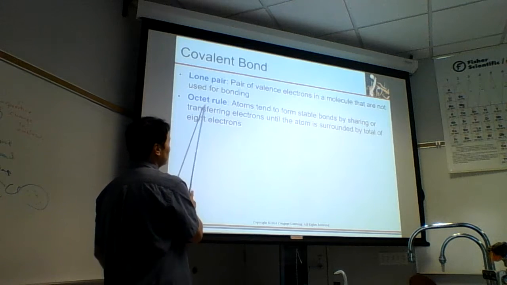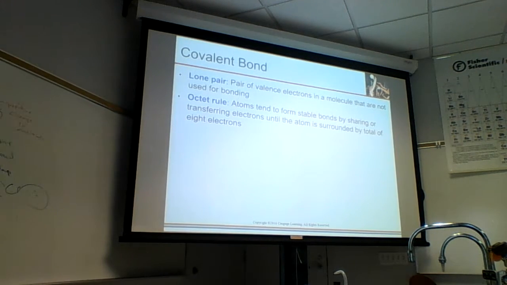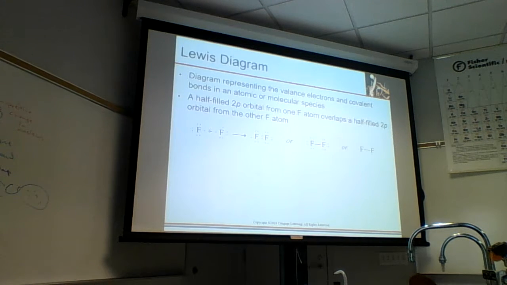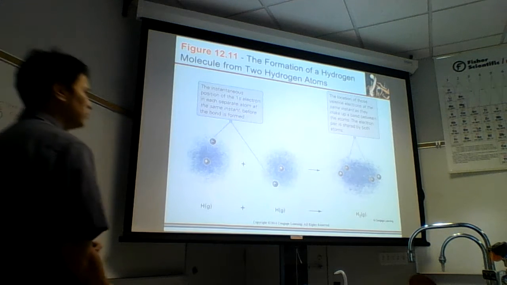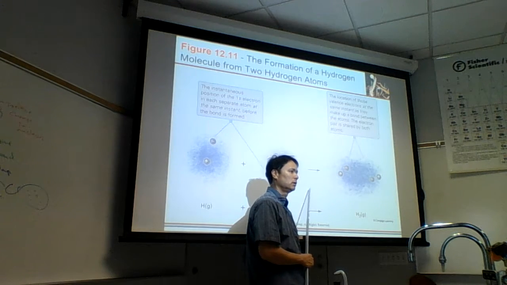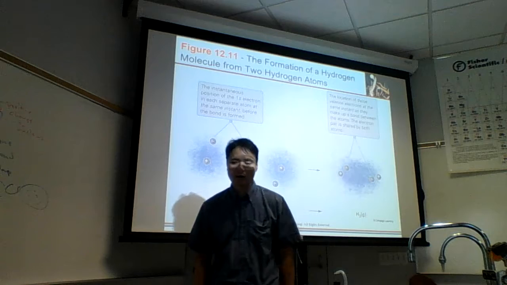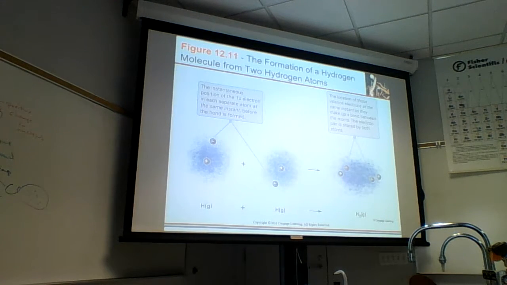We use the octet rule. We want 8 electrons, the octet. Not everything needs an octet though. For example, hydrogen doesn't want an octet. It'd be crazy to put 8 electrons around hydrogen because hydrogen is only in the first shell. How many electrons does it take to fill up the first shell? 2. Only 2. So hydrogen has a duet, not an octet. Duet.